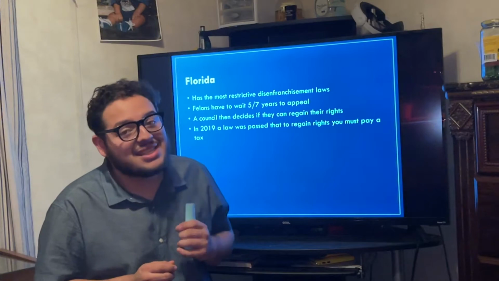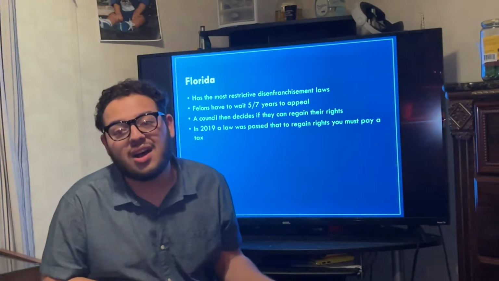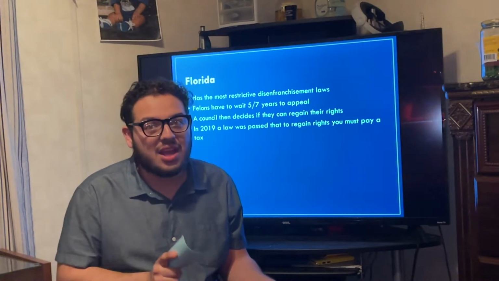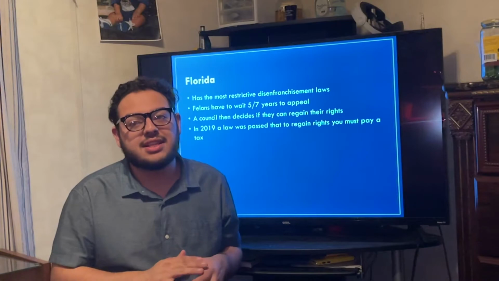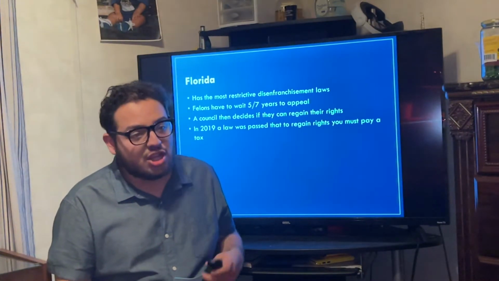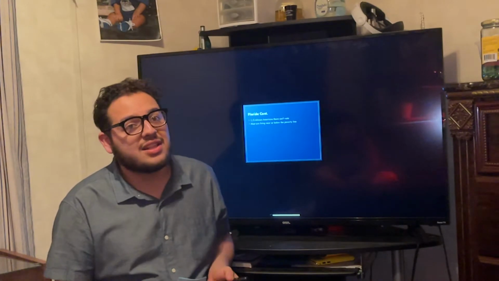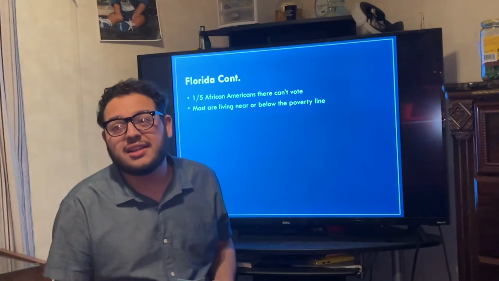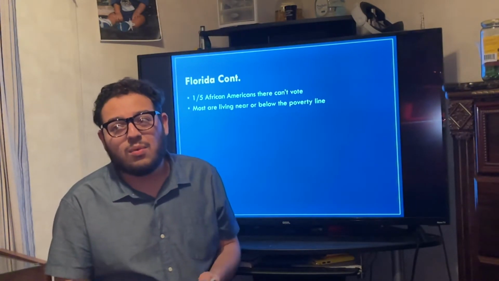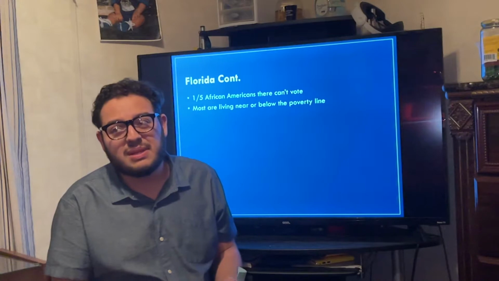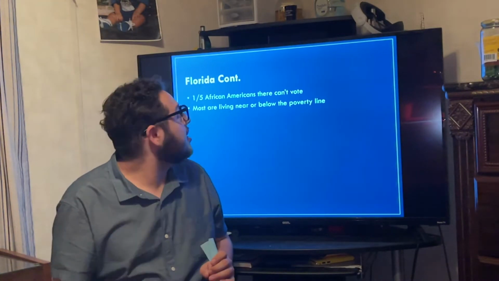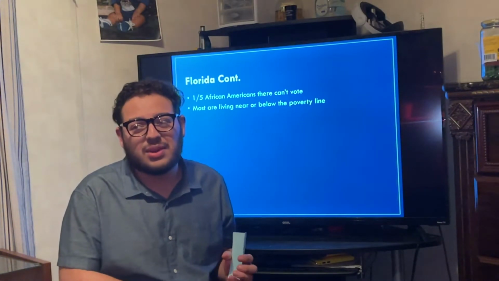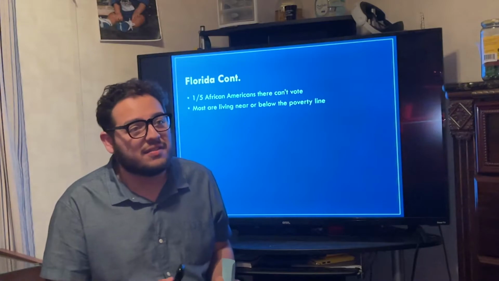And in 2019, the governor passed a new law saying that if you want to get your voting rights back, you have to go through all that, and you have to pay what is essentially a poll tax to get your voting rights back. And the issue with that is most felons in the state are actually living at or below the poverty line. And not only that, most disenfranchised people in Florida are African Americans. So about 1 in 5 African Americans there cannot vote, which I feel is completely unfair.